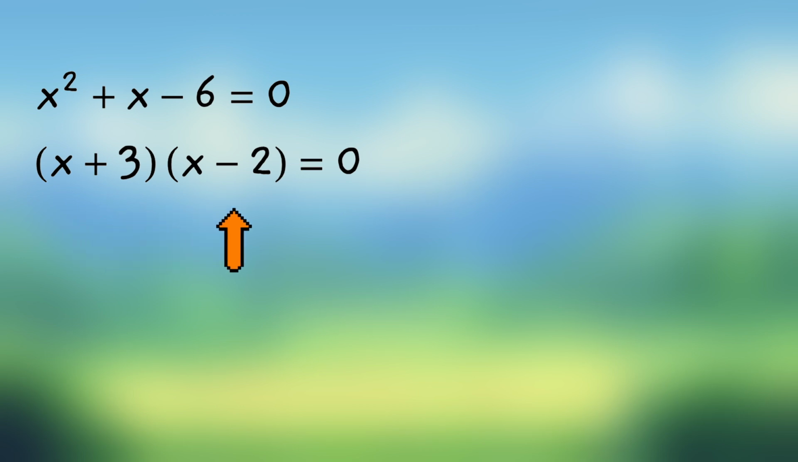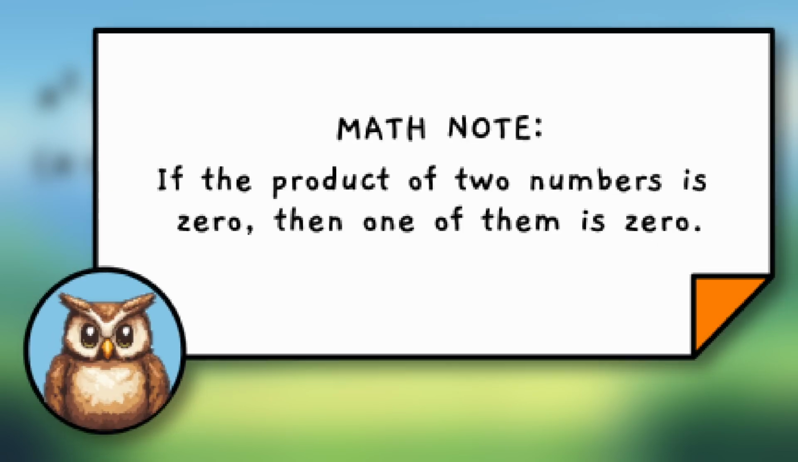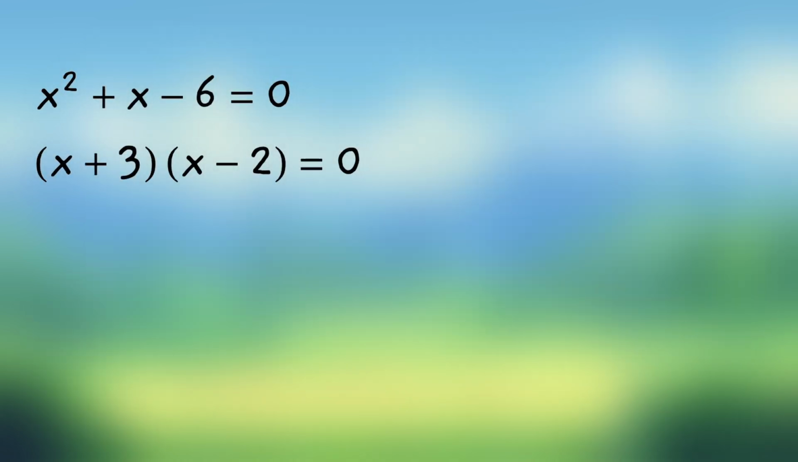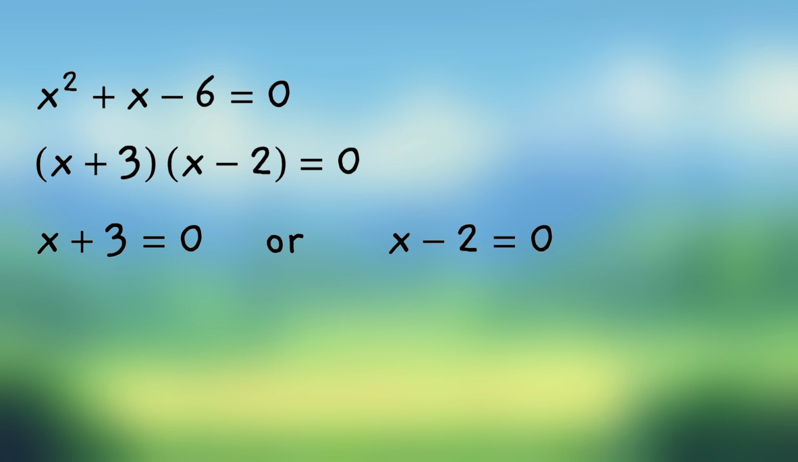And here is the big idea. If you multiply two numbers together and you get 0, then one of the numbers has to be 0. So if x plus 3 times x minus 2 is 0, then one of two things must happen. Either x plus 3 must be equal to 0, or x minus 2 must be equal to 0. So here we have two simple linear equations.